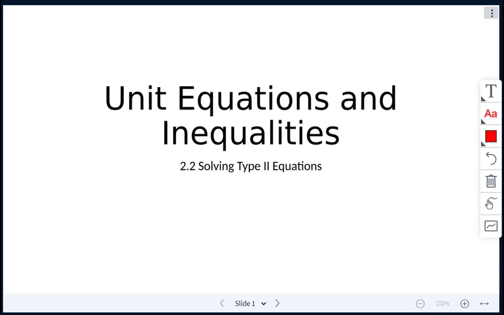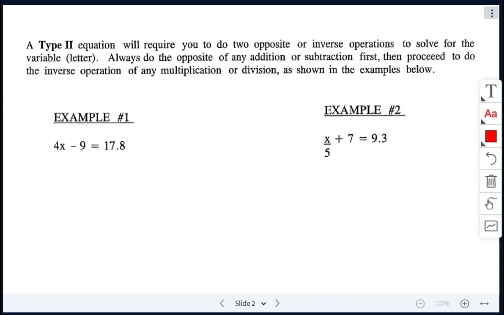Today we are looking at 2.2, which is solving type 2 equations. A type 2 equation will have two steps. You are required to do two opposite operations to solve for the variable, which is the letter. You're always going to do the opposite of any addition or subtraction first.